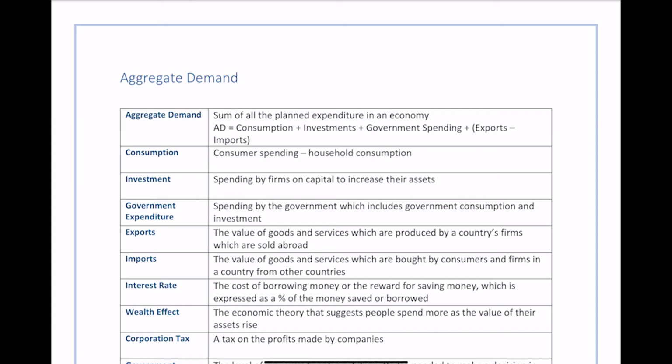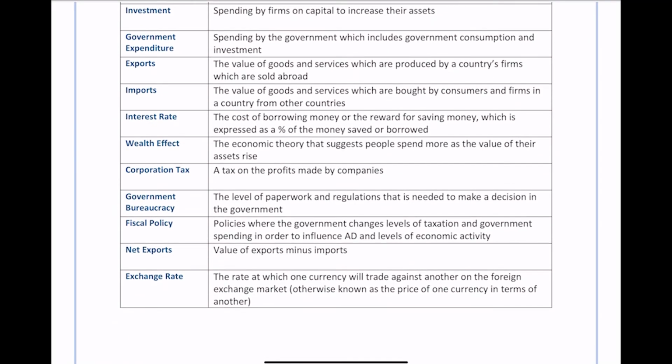Then we've got something known as the wealth effect. The wealth effect is basically the idea that people tend to spend more as the value of their assets rise. So imagine you had a house and the house price went up. You know that your house is now worth twice as much as what you bought it for. So you feel richer because you know that if I were to sell my assets, I'd have more money. So the wealth effect is that as my assets increase in price, I am more likely to spend money in the economy because I know that I have essentially more wealth.